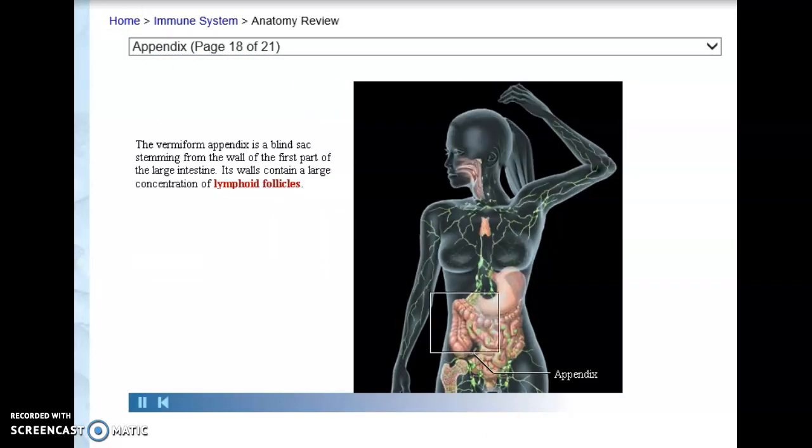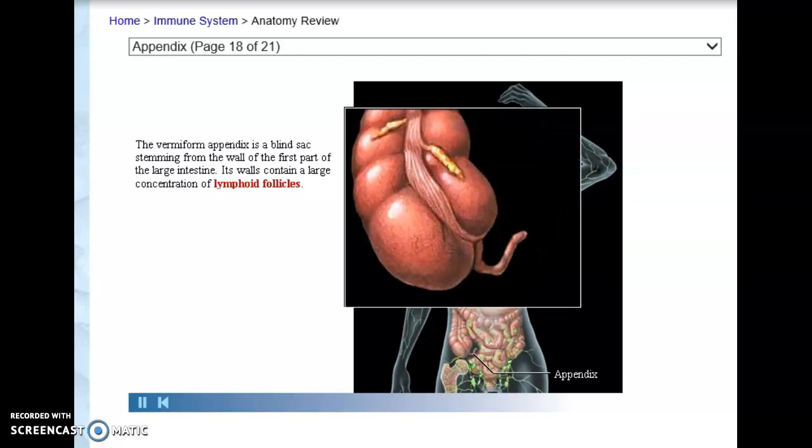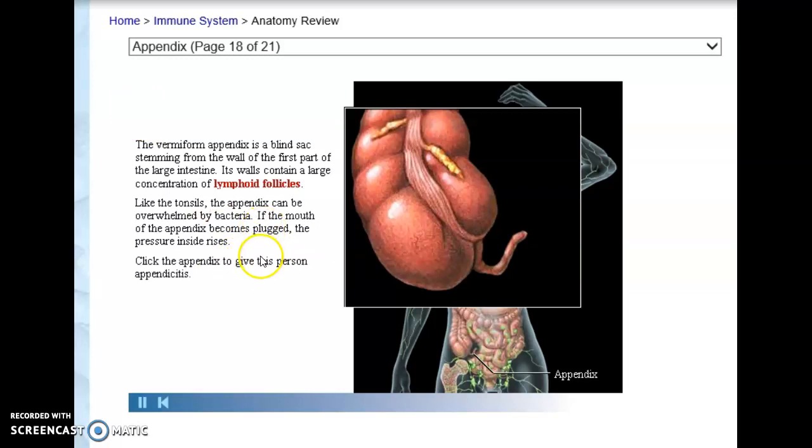The vermiform appendix is a blind sac stemming from the wall of the first part of the large intestine. Its walls contain a large concentration of lymphoid follicles. Like the tonsils, the appendix can be overwhelmed by bacteria. In some cases, its mouth can become plugged by debris. When this happens, pressure within the appendix grows as pathogens multiply within it. This is called appendicitis. Click the appendix to give this person appendicitis.